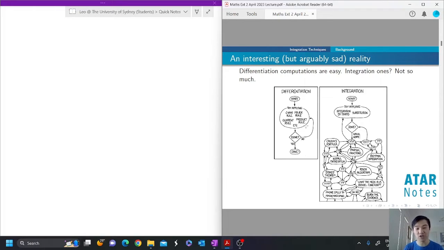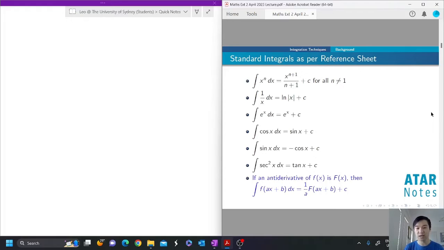Like with differentiation, you just have stuff like the quotient rule, the chain rule, power rule, the product rule, and then it's relatively straightforward. Whereas with integration, you have a whole bunch of different techniques that you might have to apply in order to get the integral. So just some refresher, some background about the standard integrals.